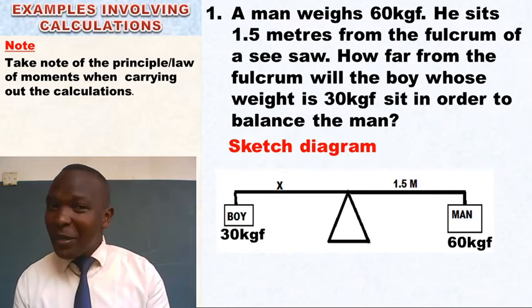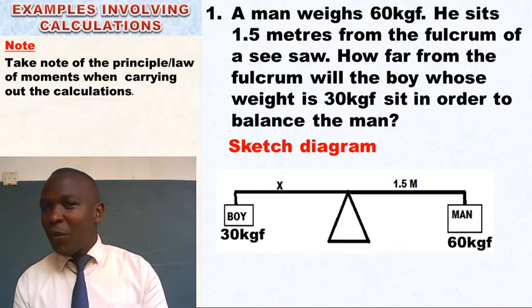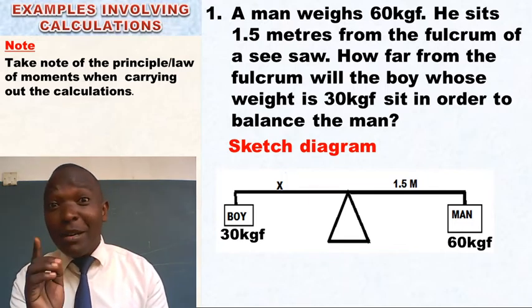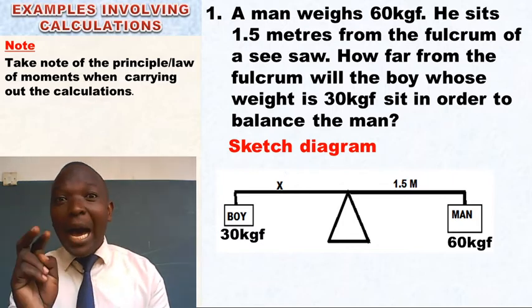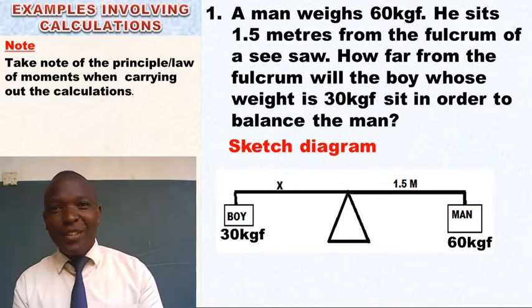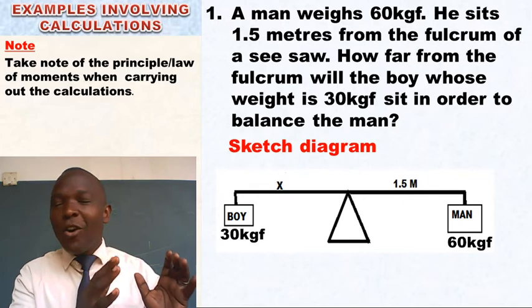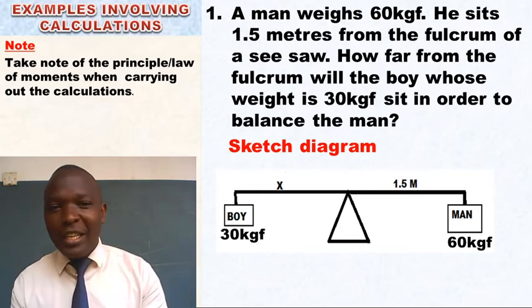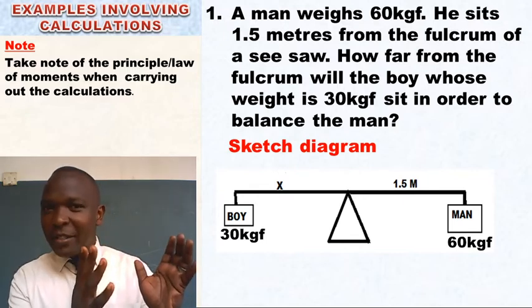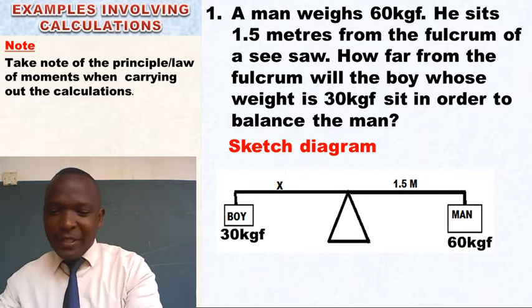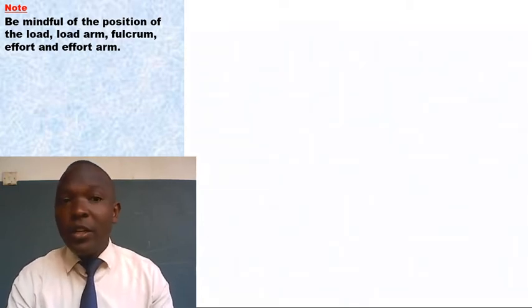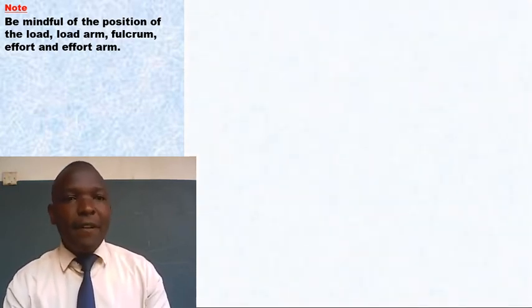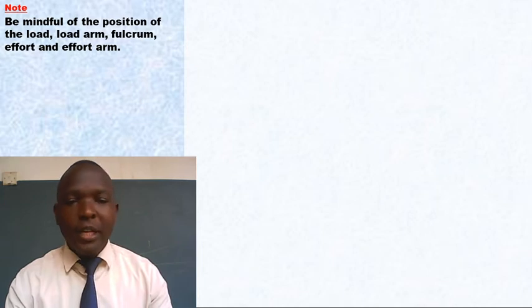Okay, remember we said, sketch the diagram if you want to pass it. Simplify, just like in mathematics and geometry. One, we first sketch a diagram. Two, apply the law of moments, which says that the clockwise moments are always equal to anti-clockwise moments. Calculate. What you multiply on this side must equal what you have multiplied on the other side. So we need to be mindful of the position of the load arm, the fulcrum, and the effort arm as we calculate.